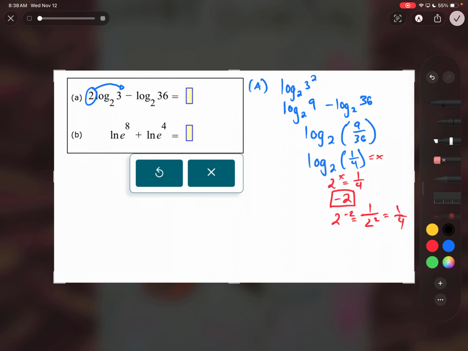All right, now part B, we're going to go the opposite way here. The exponent is going to drop down. The exponent is going to drop down, so I have 8 times the ln of e plus 4 times the ln of e.